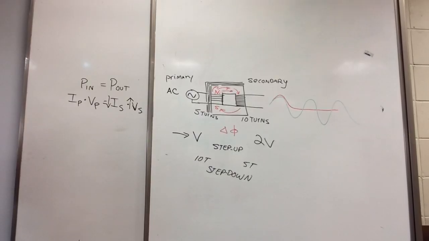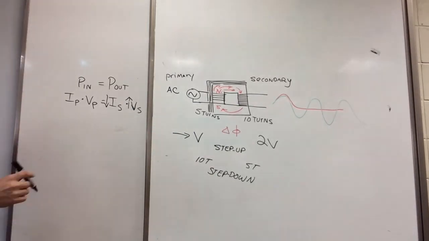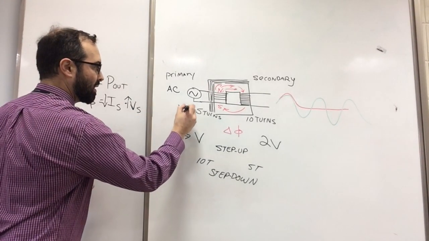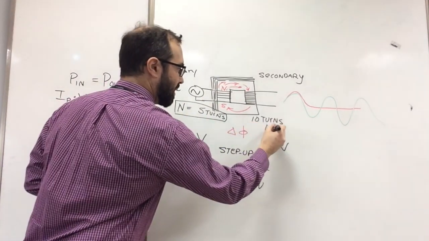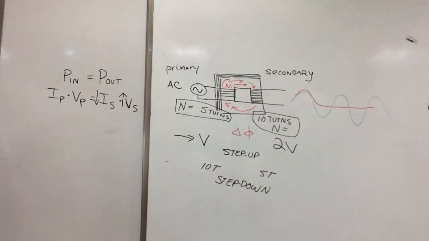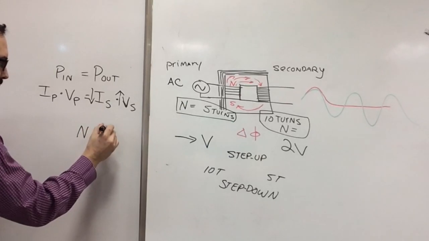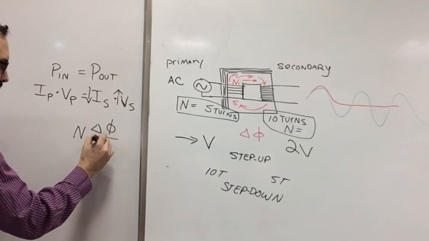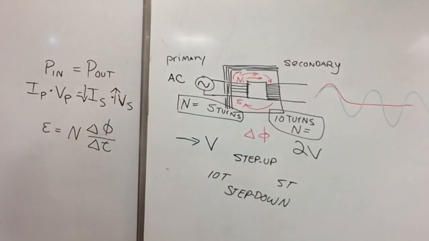What's N? That's because I saw M. Yes. Our N is going to be our number of turns. So N is our number of turns on either side. So N comes from that formula of N times our change in phi over change in T. Does that make sense? Cool.